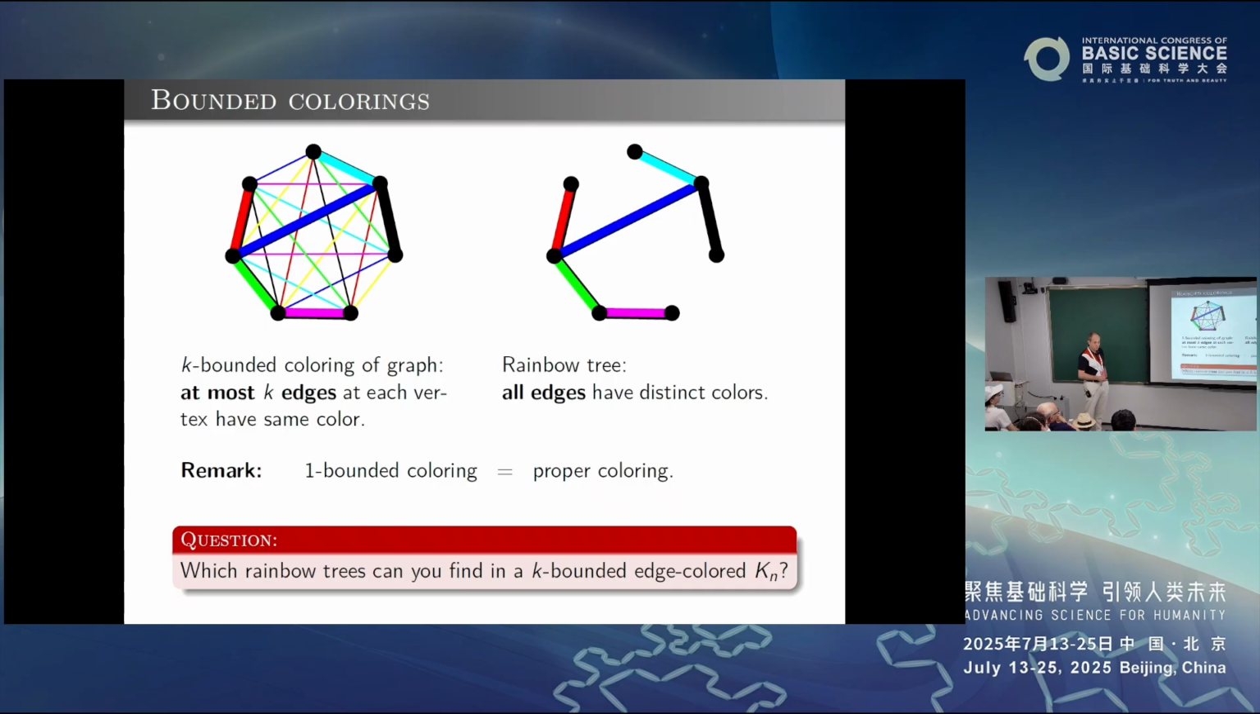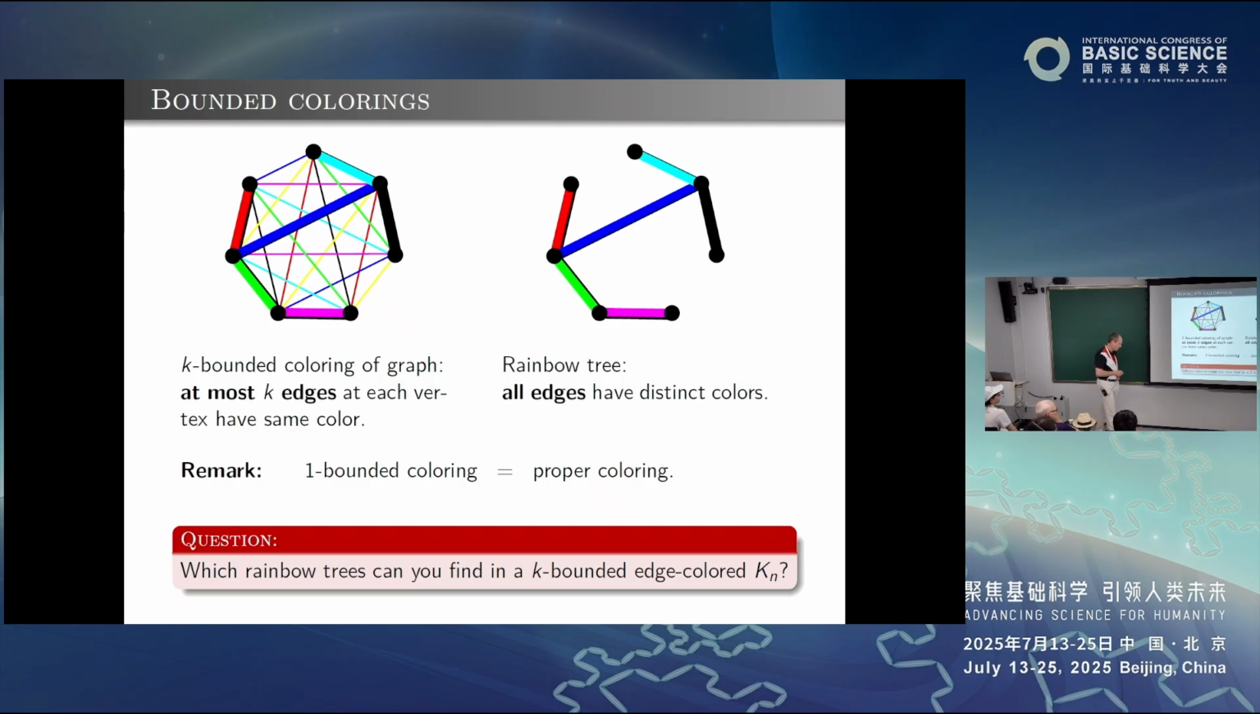And the question I want to address: what kind of trees can I find in such a coloring in such a way that now they are rainbows, that every edge of the tree has a different color, okay? And again, as usual, maybe before presenting the result, I actually change the order. Let me first motivate this problem. Let me first tell you why at all maybe you should care, okay?